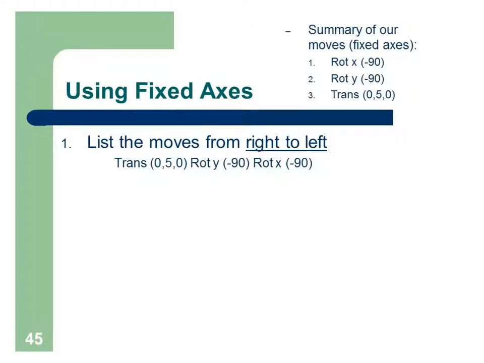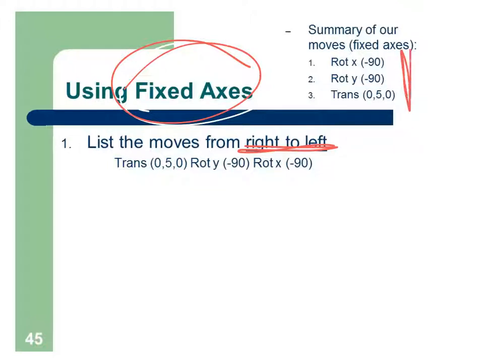So in contrast, when we're using the fixed axis approach, we want to list our moves from right to left. That's the only thing you need to do different. So here's our fixed axis summary. The first thing we did was a rotation, second thing was another rotation, third thing was a translation. But when we list them, we put our first rotation here, second rotation here, and then our translation.